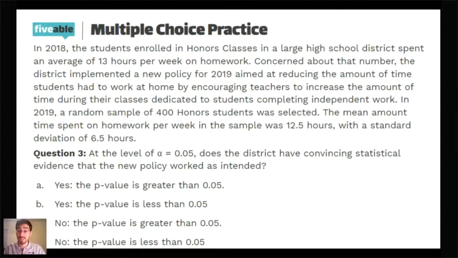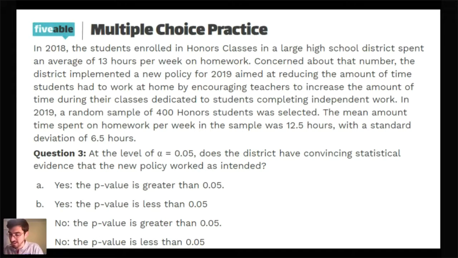So my sentence, if I was doing a free response question, I would say: since p equals 0.0624 is greater than 0.05, we fail to reject the null hypothesis, meaning we do not have evidence that the new policy reduced the mean.